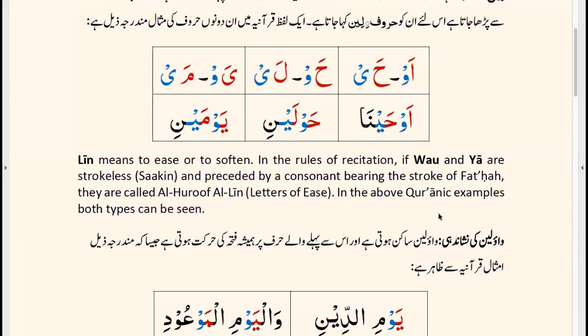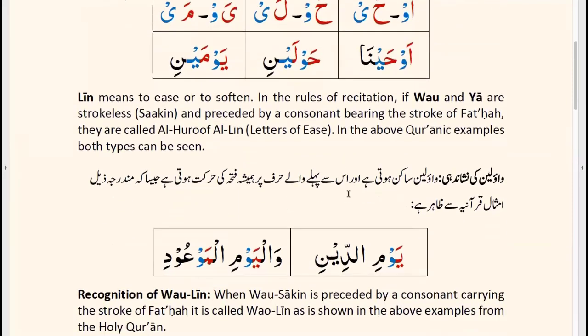So waw and ya are al-huruf al-leen. Okay, so they're letters of ease. In the above Quranic examples, both types can be seen. Okay, so here you can see these are actually examples from the Holy Quran. Okay, and here you can see wawleen, and here you can see yaleen. Again, here I will go through them in a minute.